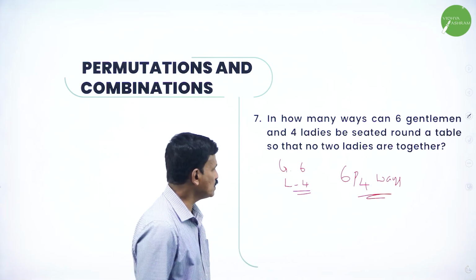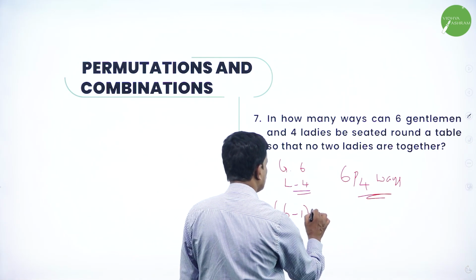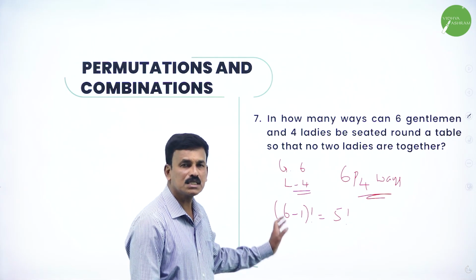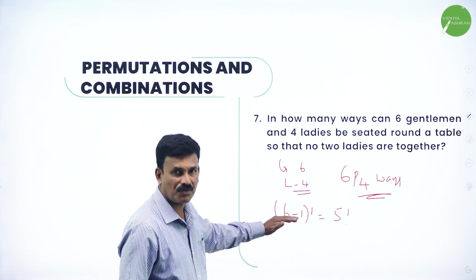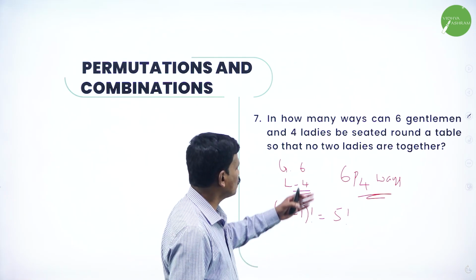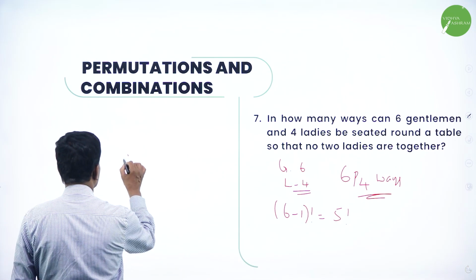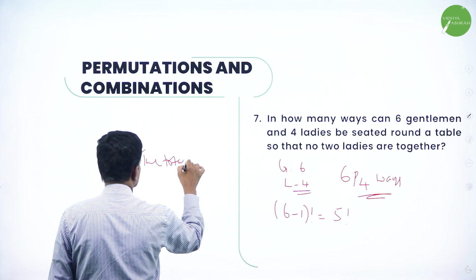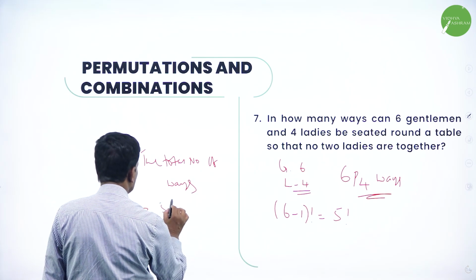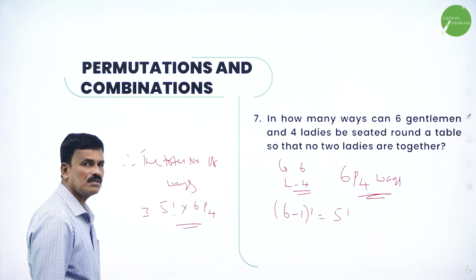Here this is circular permutation. 6 gentlemen can be arranged in n minus 1 factorial, that is 6 minus 1 factorial, that's equal to 5 factorial. Now what is the required answer? Therefore the required answer is nothing but just multiply these two. So therefore the total number of ways is equal to 5 factorial into 6P4, that's it. If you simplify, you will get the answer.